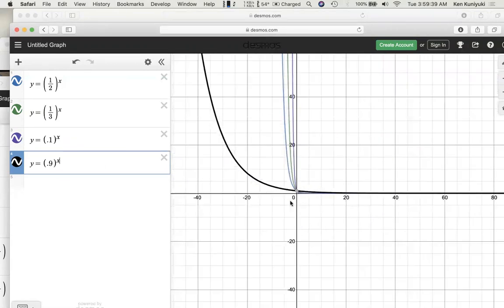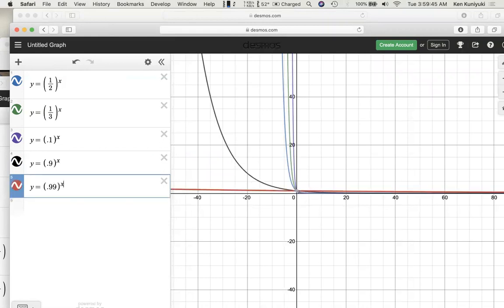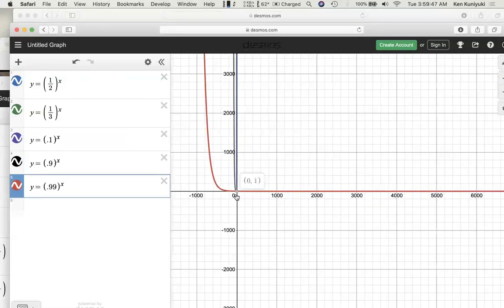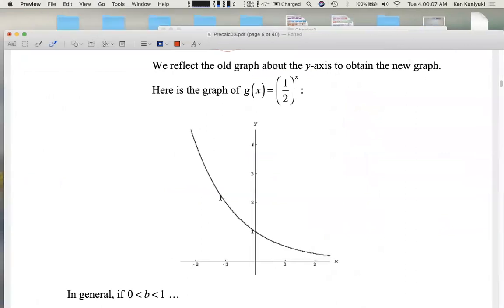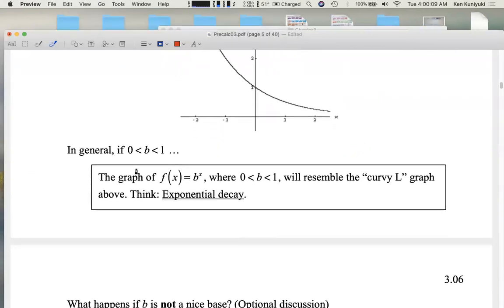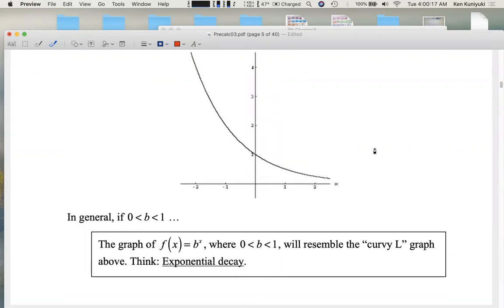In the long run, you're seeing exponential decay. Even y equals 0.99 to the x is exponential decay if you zoom way out enough. So if the constant base here is less than 1, even a little bit less than 1, but stays positive, then y equals b to the x will be this curvy L, exponential decay. In general, if b is a constant strictly between 0 and 1, then the graph of y equals b to the x will resemble the curvy L graph that we see above.